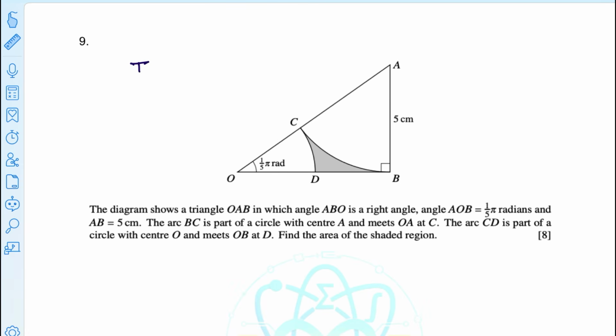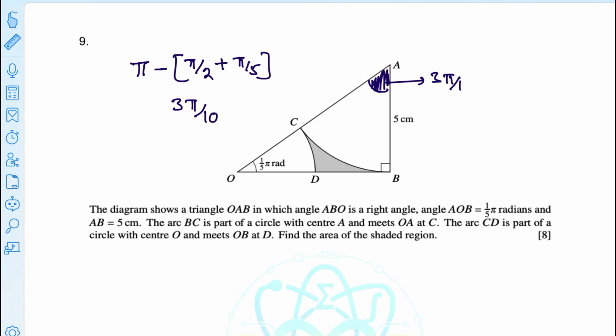Three angles of a triangle add up to 180, which means pi. So pi minus pi over 2 is 90, then plus pi over 5. Right? When you do this, I hope you are getting 3 pi over 10. What does it mean? This angle I'm talking about, I'm getting 3 pi over 10. Is it okay? First thing.